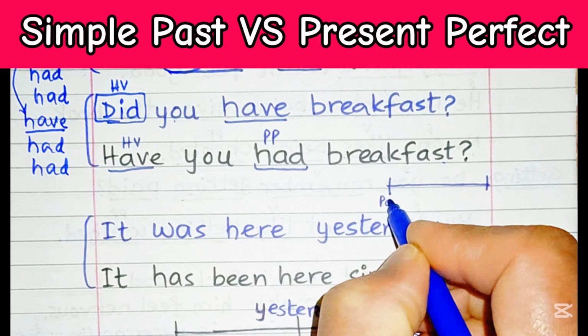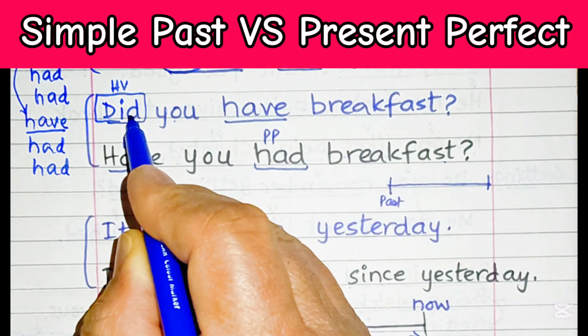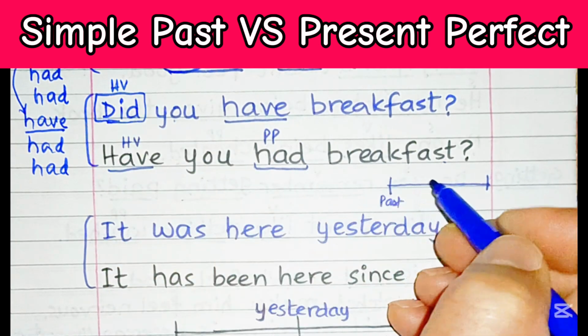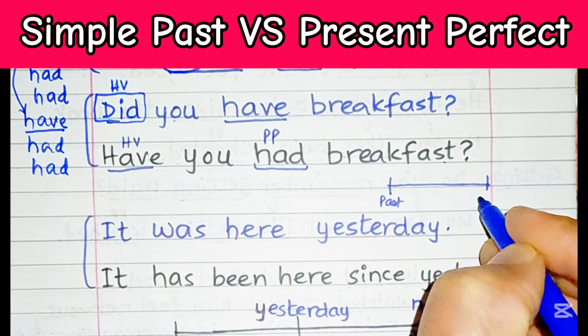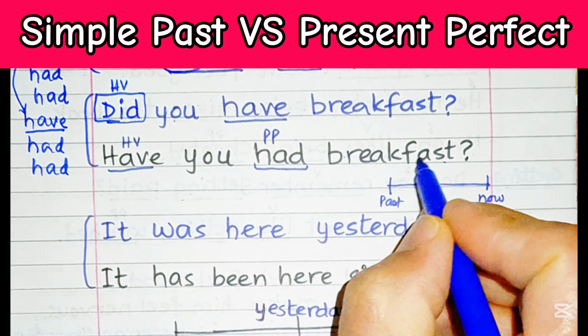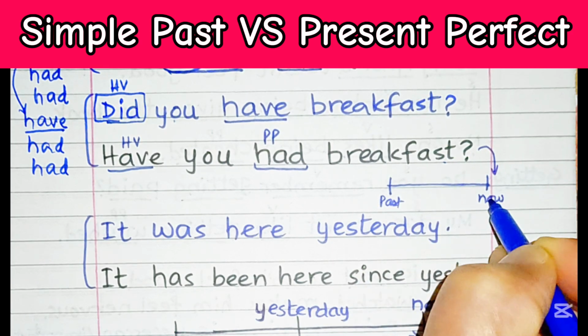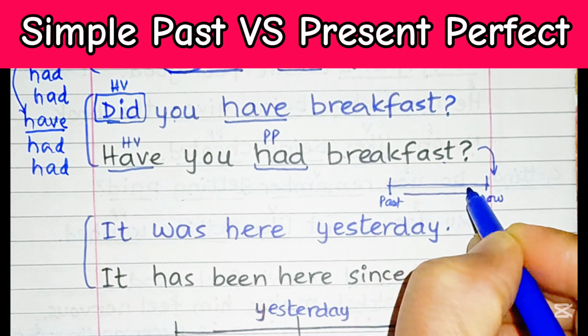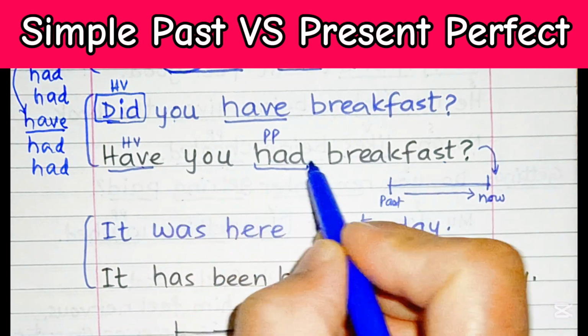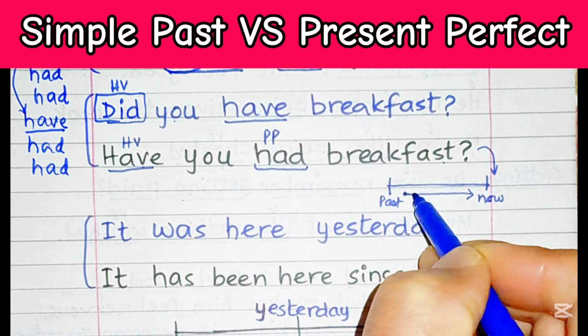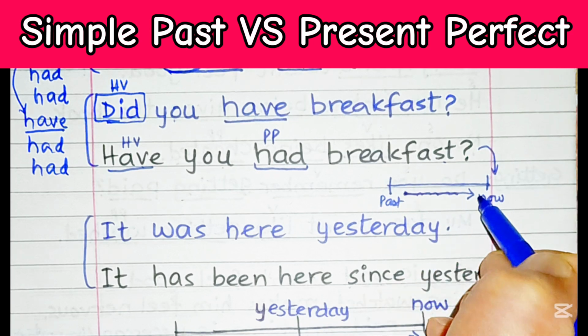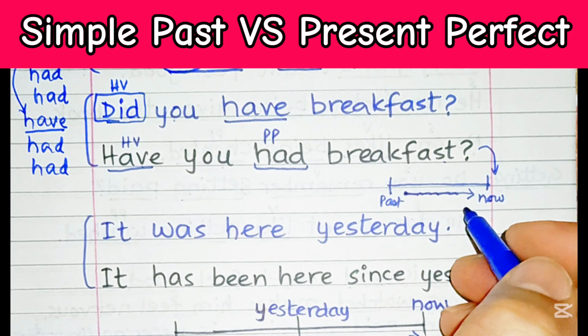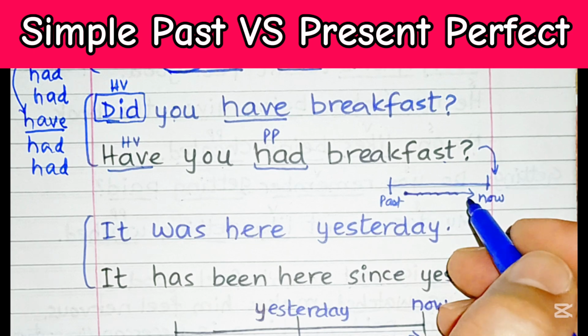This is past, and this is for "did you have breakfast," whereas this is for the present. The timeline is right now, right from here to here. "Have you had breakfast" means you started breakfast, and then right now, have you had breakfast? This question might be asked early in the morning.